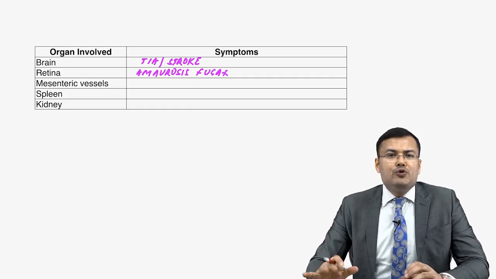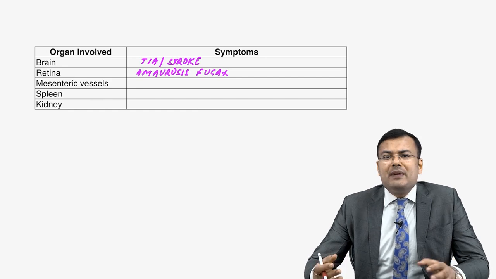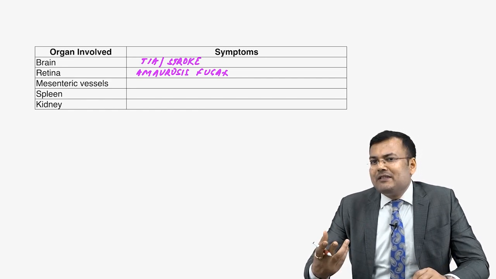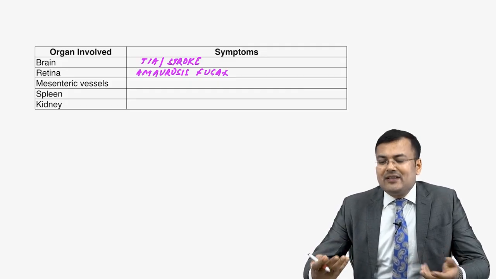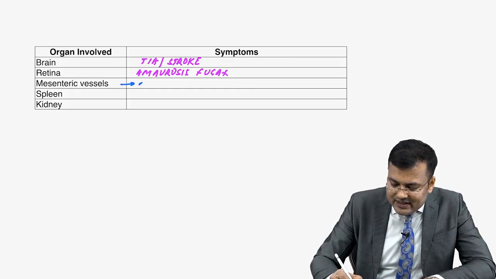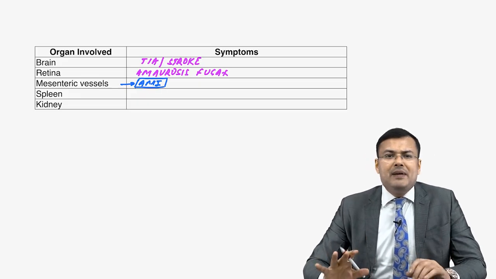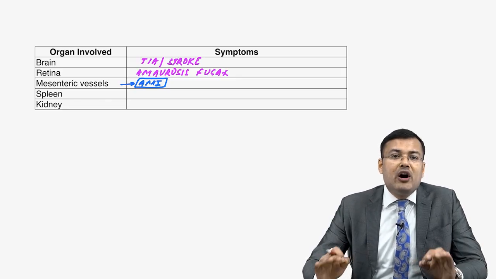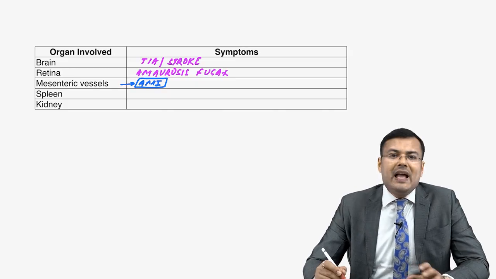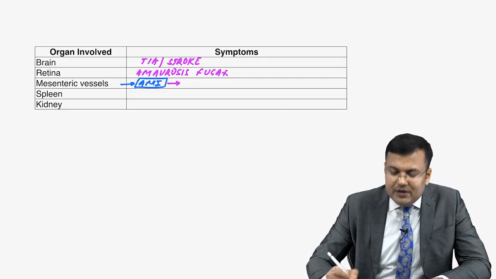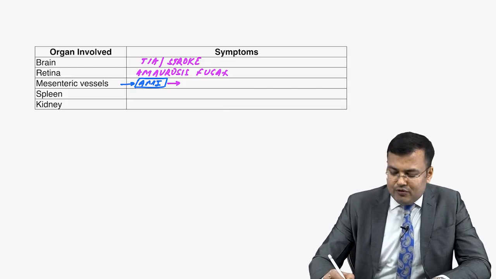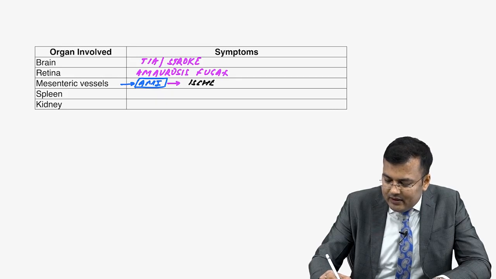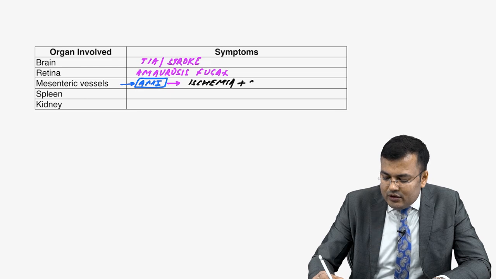Imagine there is embolic occlusion to the mesenteric vessels, and one of the most commonly involved vessels is the superior mesenteric artery. Whenever there is embolic occlusion to the superior mesenteric artery, it leads to acute mesenteric ischemia. If treatment is not provided properly and on time, it can lead to ischemia and gangrene of the small bowel, or small intestine.